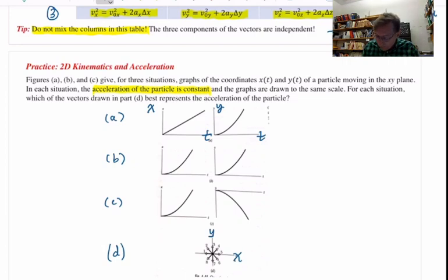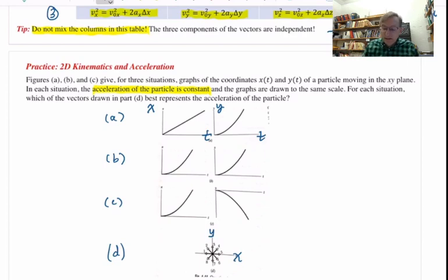You can see vector 1, if you look carefully, points in the negative x direction. Vector 2 points up and to the left, i.e. into the second quadrant. Vector 3 points in positive y. Vector 4 points up and to the right, into the first quadrant, and so forth. You've got 8 different directions for the acceleration vector.